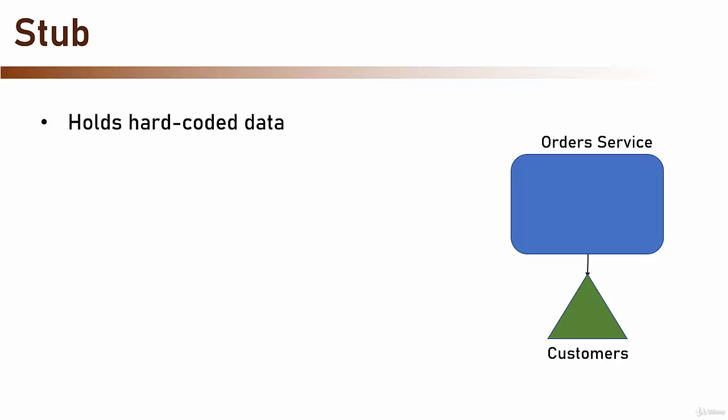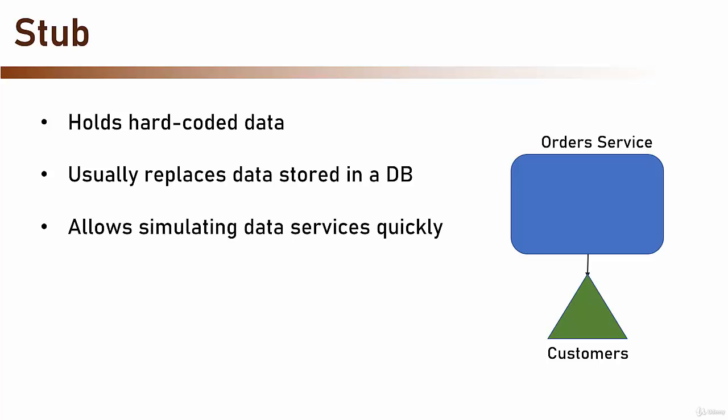Next is stub. Stub is a piece of code holding hard-coded data. It's usually used to simulate data stored in a DB or a service that retrieves data from the database. The big advantage of stub is that it allows simulating data services quickly. Using stubs, we don't need to have a fully functional database with dynamic data or a service that accesses such a database, but all we need is a lightweight service holding predefined data stored in the code itself. This allows for quick simulation of the data service and effective integration tests.